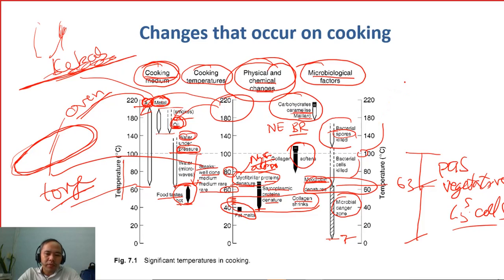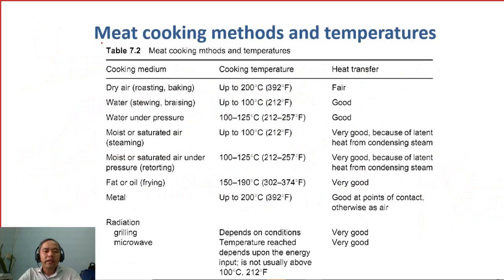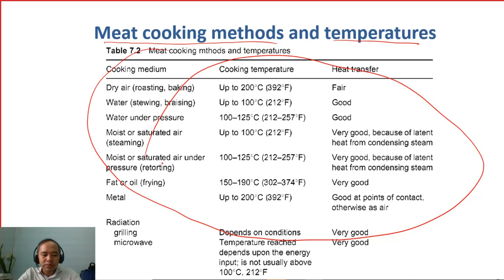This image is actually very nice, which can review a lot of information that you can use to talk to your parents even. And this table will summarize the cooking methods and their temperature, heat transfer, and so on. You just read it for yourself.